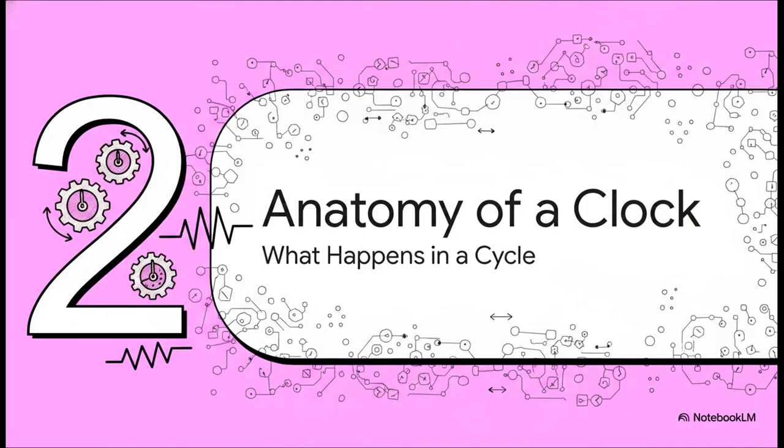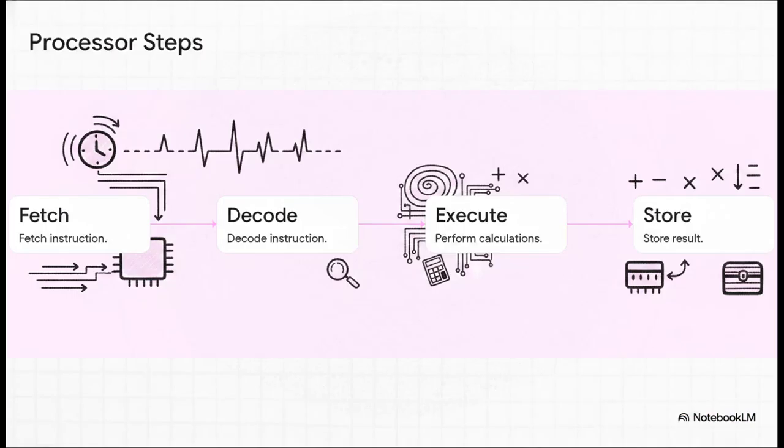Moving right along to Section 2, anatomy of a clock, and what actually happens during one of these cycles. Let's consider a modern processor. It operates on a really strict sequence. Step 1, it fetches an instruction. Step 2, it decodes it. Step 3, it executes the calculation. And Step 4, it stores the result.